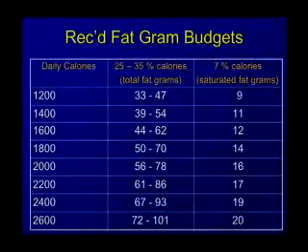A lot of times patients are given a number. Oh, keep your calories from fat less than 30%, which means absolutely nothing to anybody. And so we just try to give low-fat tips. But if you are someone who wants to know what number of grams of fat you should have, based on the calorie levels on the left, these numbers would be 25 to 35% of your total calories as fat. And that's the guideline by most health institutions.